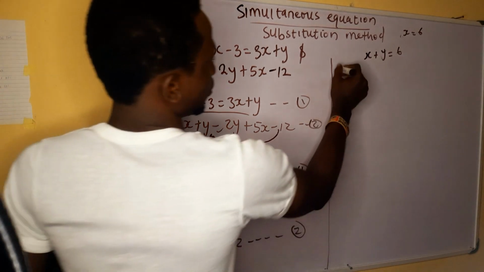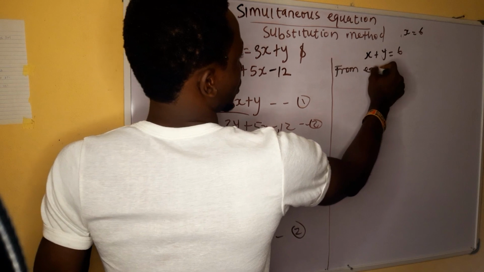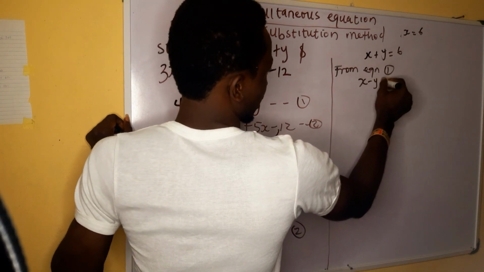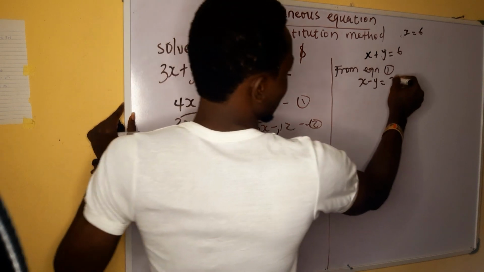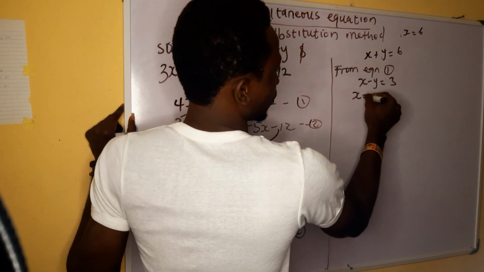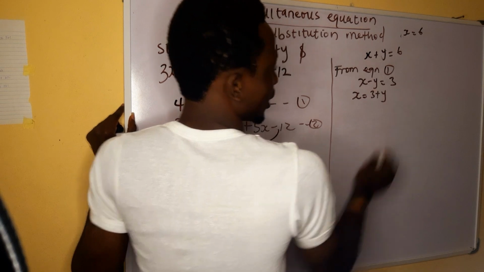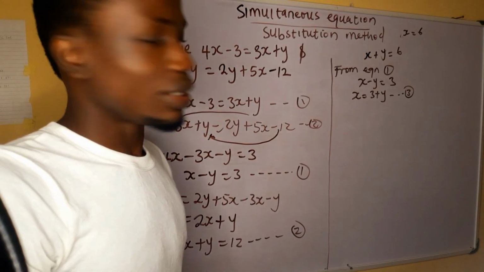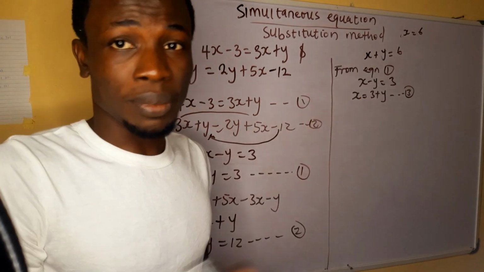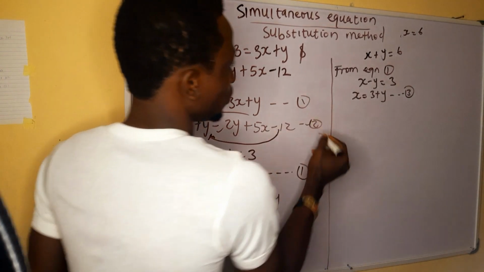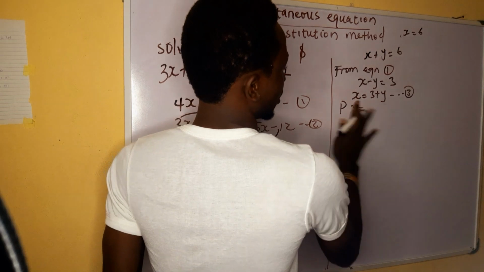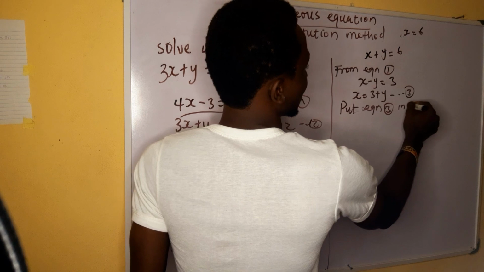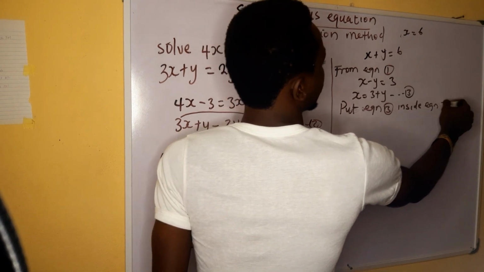I can just write from equation 1, which is x minus y is equals to 3. You can say that your x is equals to 3 plus y. And this will now be my new equation 3. I just made x to become the subject of the formula. That's all I did. So the next thing to do is put equation 3 inside equation 2.